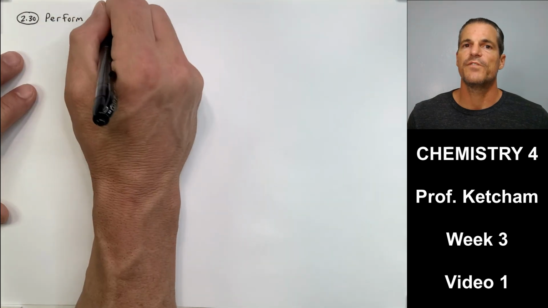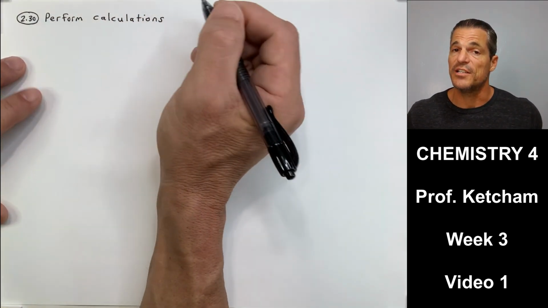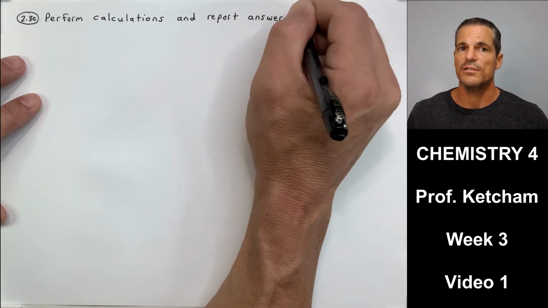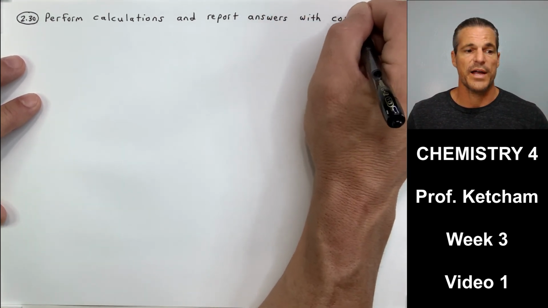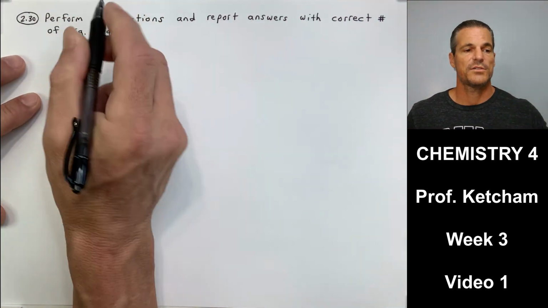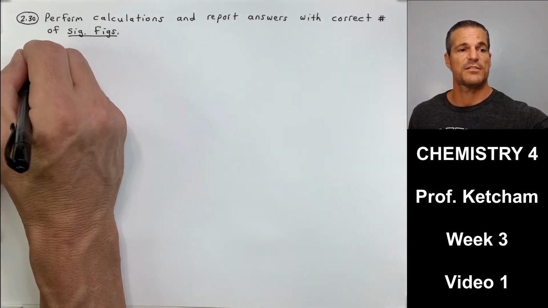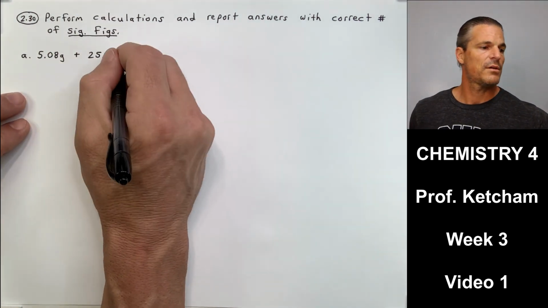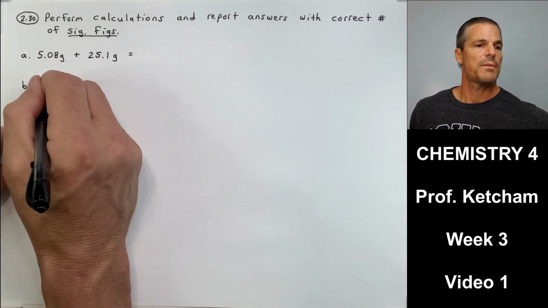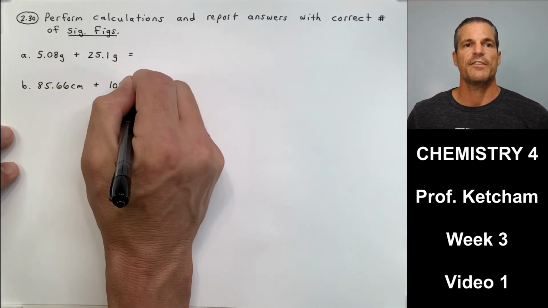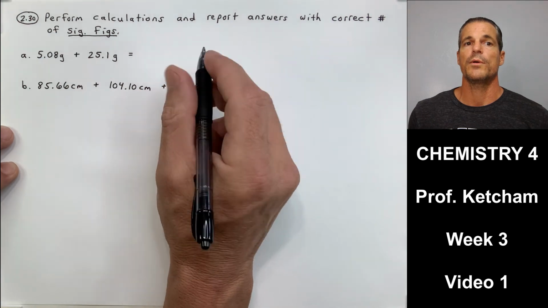Now, this next one's very similar, except we're going to be doing addition and subtraction, if I remember. Okay? So perform calculations and report answers with the correct number of significant figures. All right, so this one is going to be addition and subtraction. Let's let them set up here. I think I've forgotten to use my microphone today. Hopefully you can hear me. But A is 5.08 grams plus 25.1 grams.